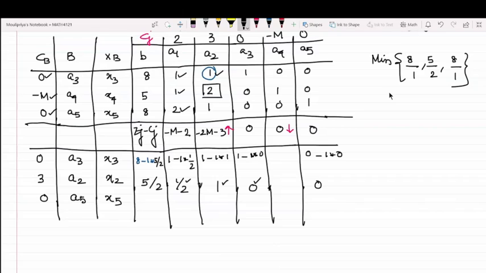So this happens to be 16 minus 5 by 2, which is 11 by 2. This would be half. This is 0, this is 1, this is minus 1. Sorry, 0, 0, 0.